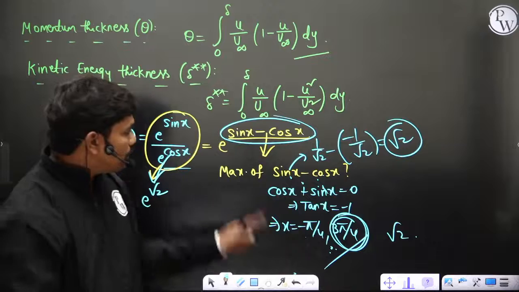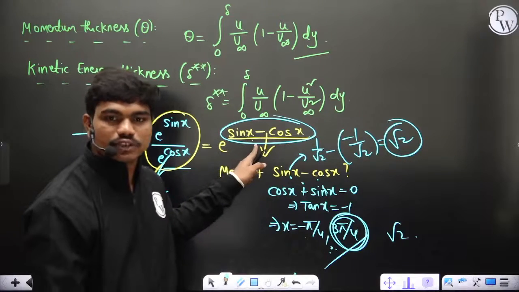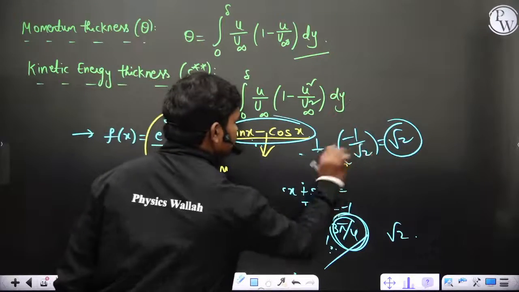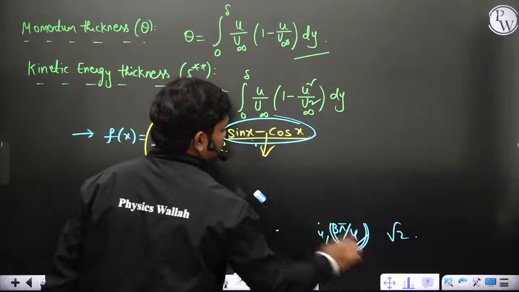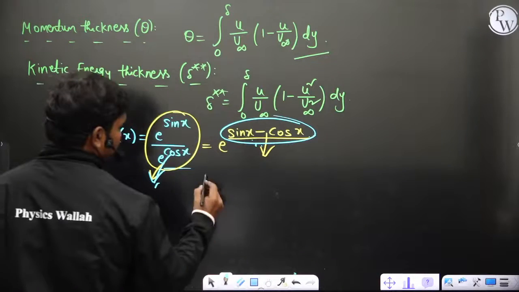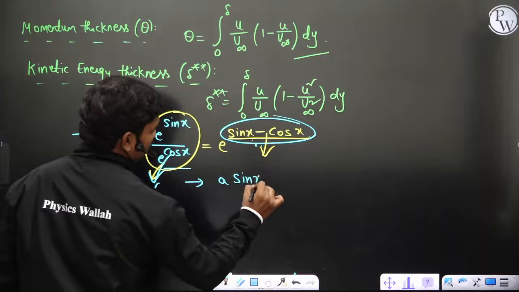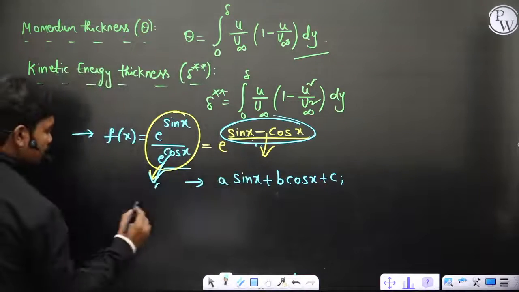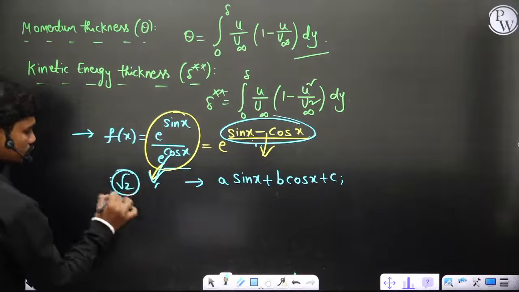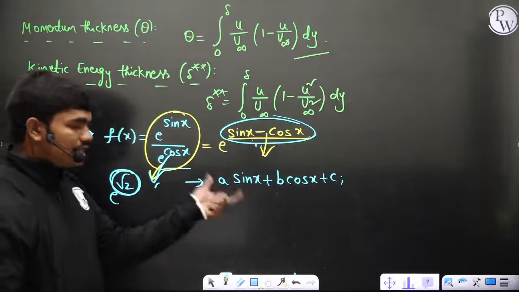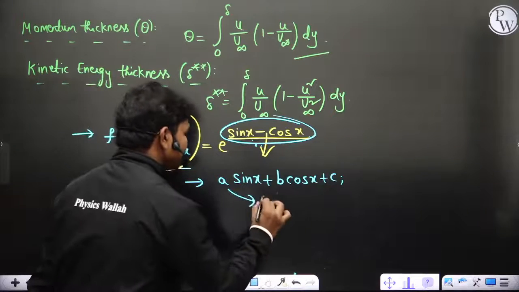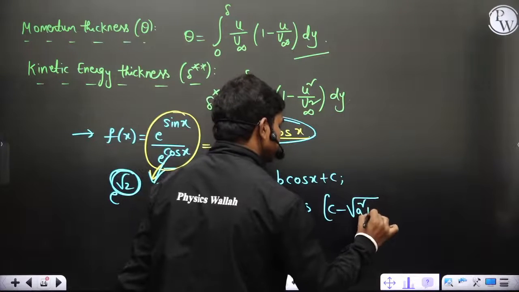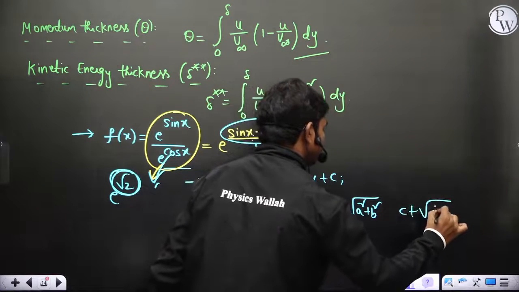But especially for these forms, sin x minus cos x, sin x plus cos x, whenever they give you certain things, I'll give you one small technique which you can understand very easily. Normally if you have anything like a sin x plus b cos x plus c, after doing the differentiation analysis, you found out the maximum value is root 2. So for any function of this form, the range is c minus root of a square plus b square, to c plus root of a square plus b square.